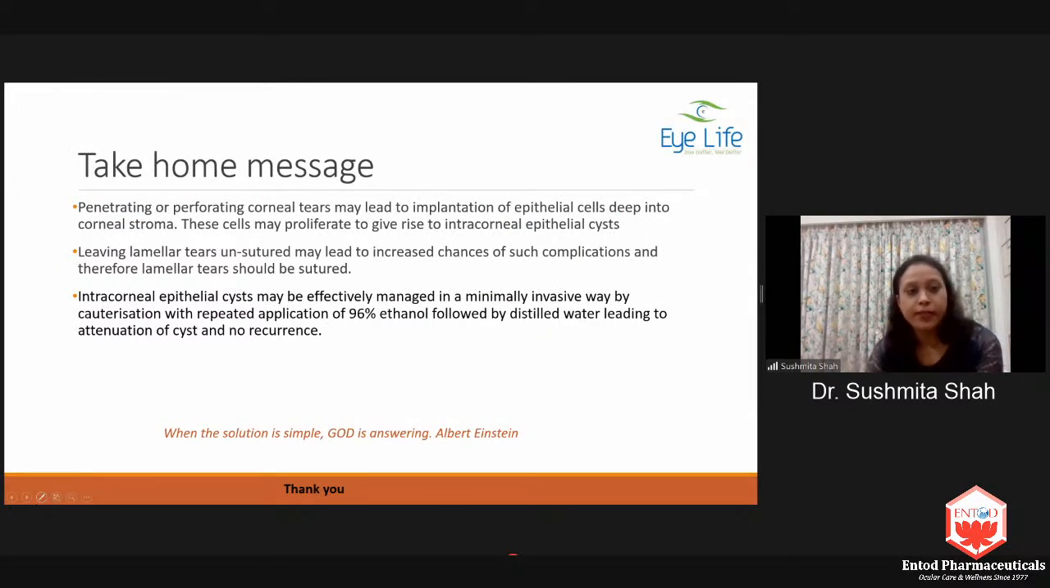So, take-home message: penetrating or operating corneal tears may lead to implantation of epithelial cells deep into the corneal stroma. These cells may proliferate and give rise to intracorneal epithelial cysts. Leaving lamellar tears unsutured may lead to increased chances of such complications, and therefore lamellar tears should be sutured. Intracorneal epithelial cysts may be effectively managed in a minimally invasive way by cauterization with repeated application of ethanol, followed by distilled water, leading to attenuation of the cyst and no recurrence. Thank you so much.